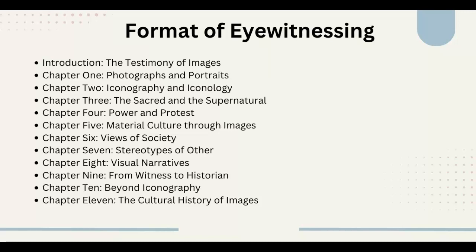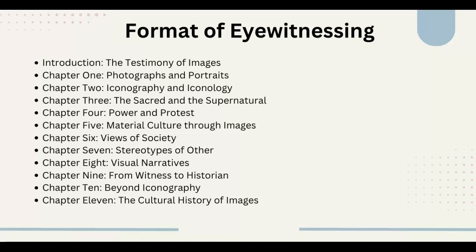Eyewitnessing is laid out into an introduction and then 11 chapters. In the introduction, Burke puts out his premise for the book in the first two sentences, where he says, "This book is primarily concerned with the use of images as historical evidence. It is written both to encourage the use of such evidence and to warn potential users of some of the possible pitfalls." End of quote.